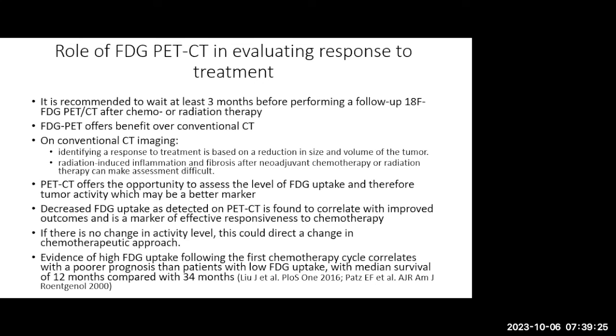In terms of evaluating response to treatment, it's important to note that when performing a follow-up FDG PET-CT after chemoradiation, it is recommended to wait at least 3 months. You may have inflammation, etc., in the area that was treated, especially with radiation, and that could preclude the correct interpretation of your findings. That's the reason why 3 months is recommended.